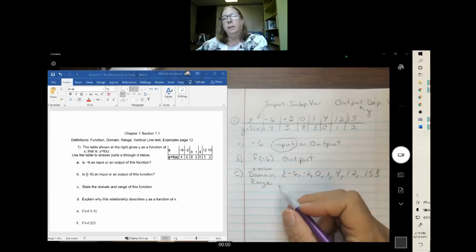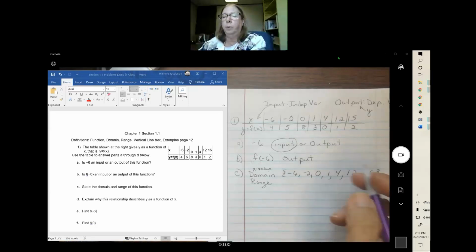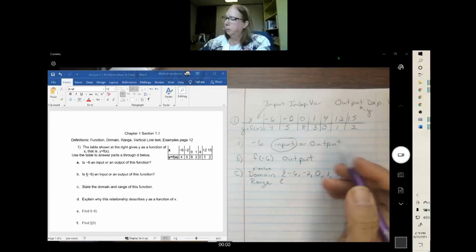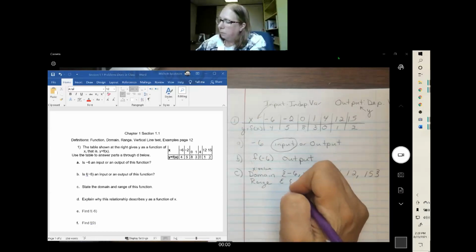The range would be the y values. Now, one thing you do want to do, if it does repeat, then you wouldn't want to write it more than once. So if there were two 4s, I'd only put a 4 once. And it's up to you if you want to put them in order.